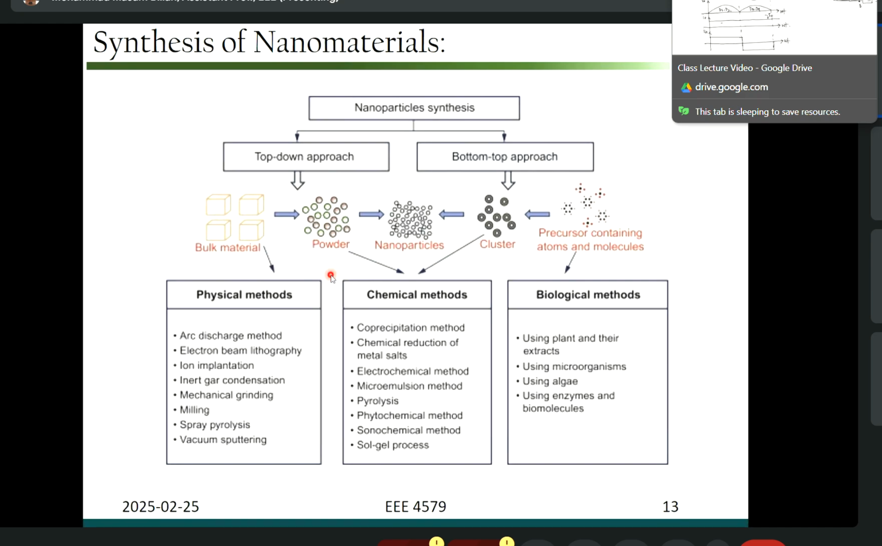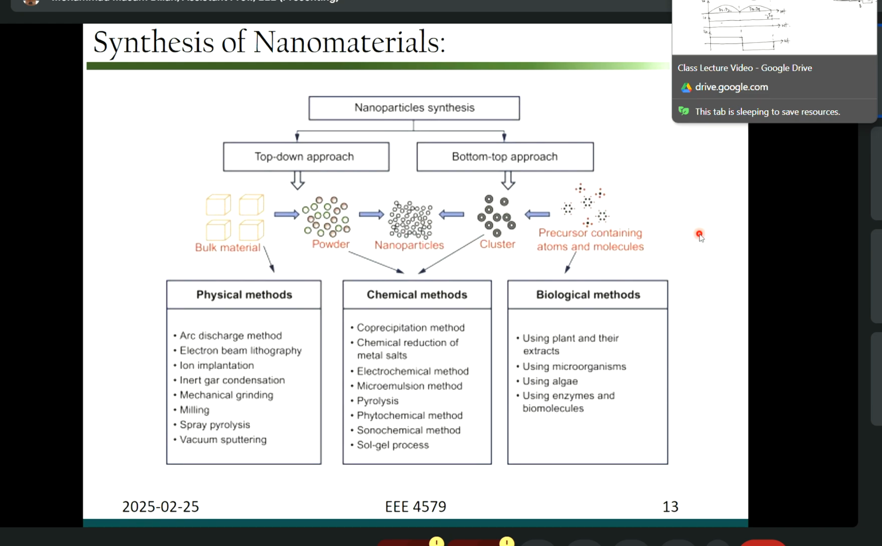So you just grind it, so you can get the powder. Then from powder you can produce the nanoparticles. So this is one way to achieve the nanomaterials within the laboratory.